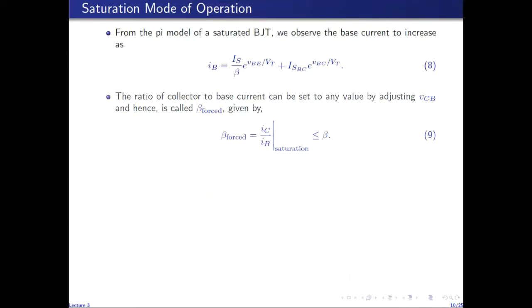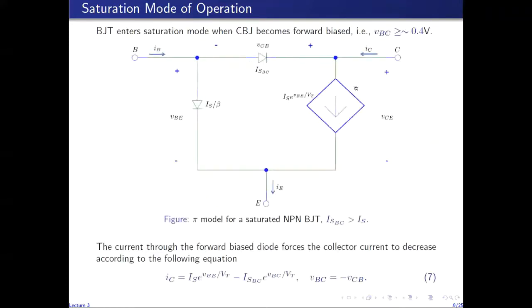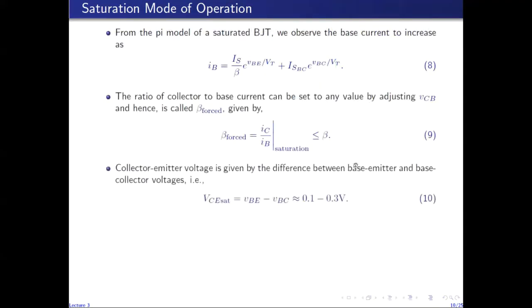So furthermore, if we look at this augmented pi model and write an equation for the voltage around this outer loop, then we can find that the collector emitter voltage is given by the difference between the base emitter voltage and the base collector voltage.